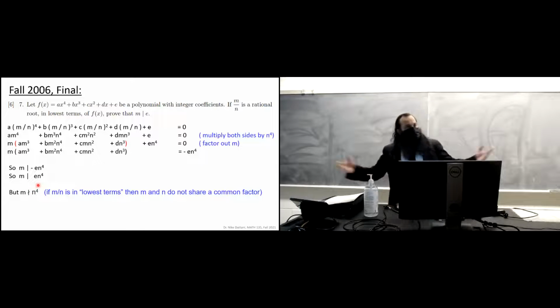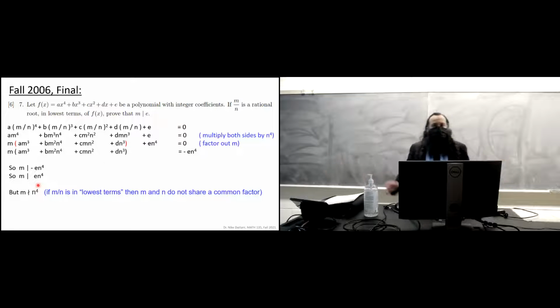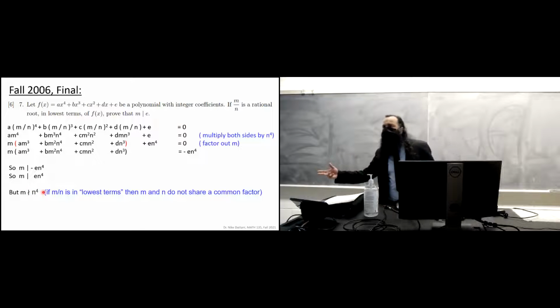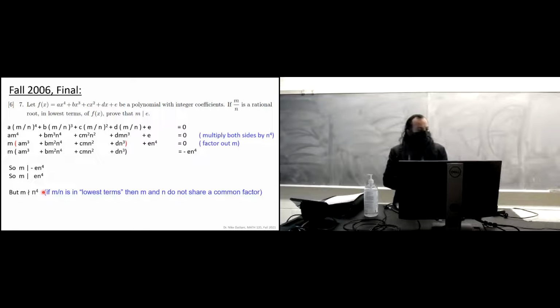Not necessarily. Based on what? Why are you saying m divides e n to the 4, m does not divide n to the 4? What are you using? DIC, transitivity? What are you using? Why do we know that m divides e if m divides e n to the 4 and m does not divide n to the 4?